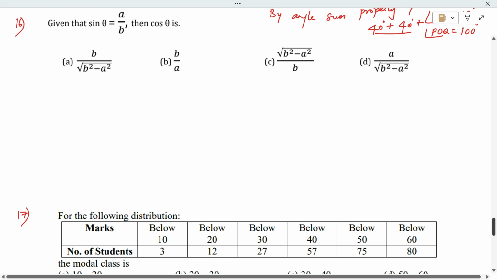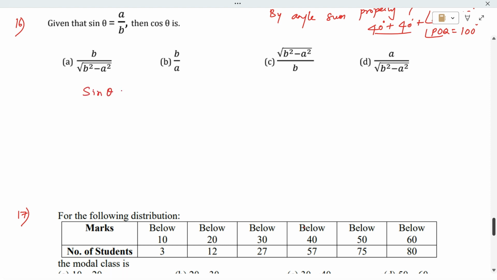Question number 16. Given that sine theta is equal to A by B, find cos theta. So what is sine theta? Sine theta is opposite by hypotenuse, isn't it? And what is cos theta? Cos theta is adjacent by hypotenuse. So I know hypotenuse is going to be b. So you can check the denominator whether b is available. Yes. So definitely it is going to be option C.